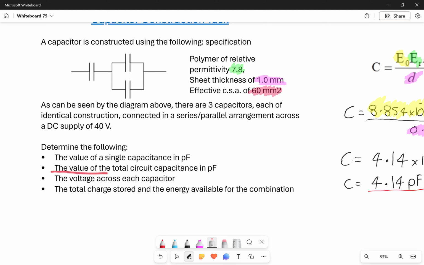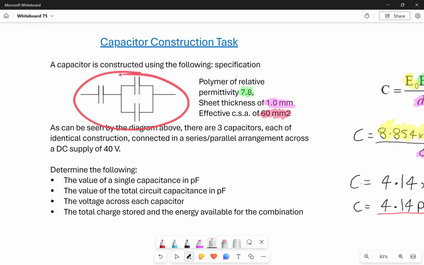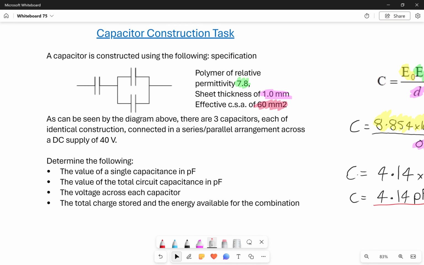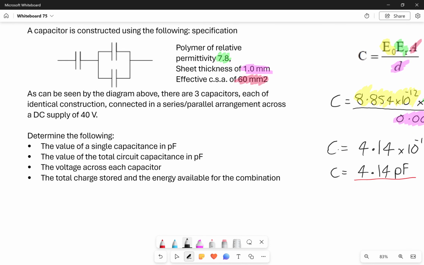The next part is the value of the total circuit capacitance, and for this we need to go back up to our circuit diagram and analyse what's going on with that. In terms of the way it's laid out, we can see that the first capacitor, call it C1, is connected in series. Then we've got two other capacitors, and we could perhaps call these C2 and C3. They are connected in parallel. The good thing is parallel capacitance is easy, and that's the bit that we'll be working out first.